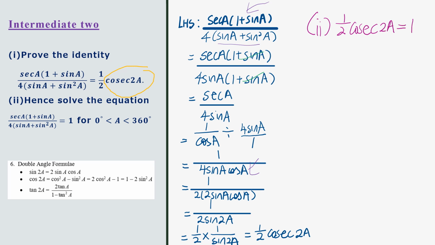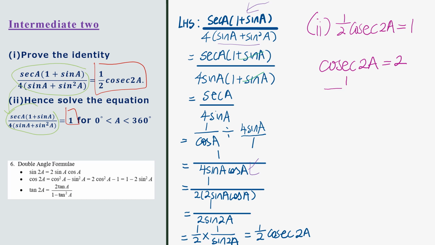All right, so let's look at part 2. Okay, so to solve it, we are just equating half cosecant 2A equals to 1, right? Because this will be equal to this, and therefore half cosecant 2A will be equal to 1. All right, so that's cosecant 2A, which is equal to 2, and cosecant 2A is 1 over sine 2A.